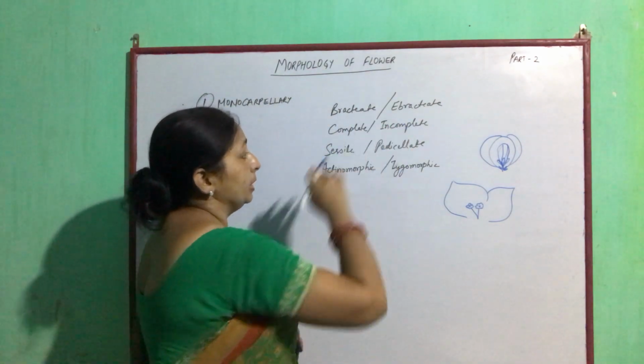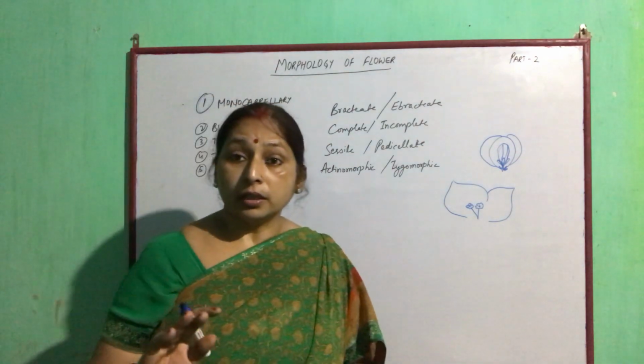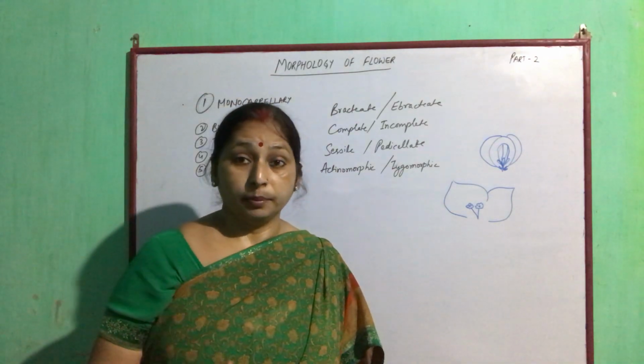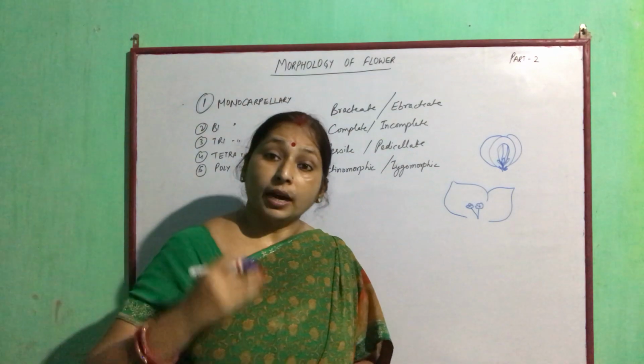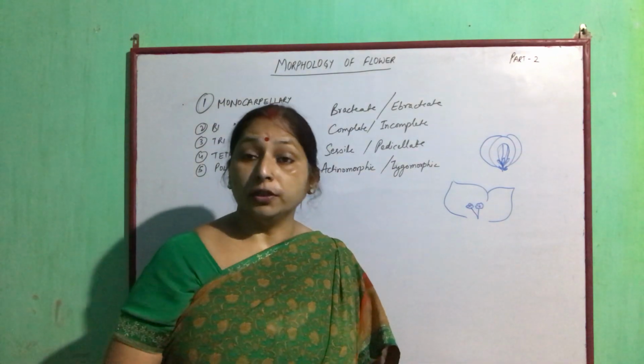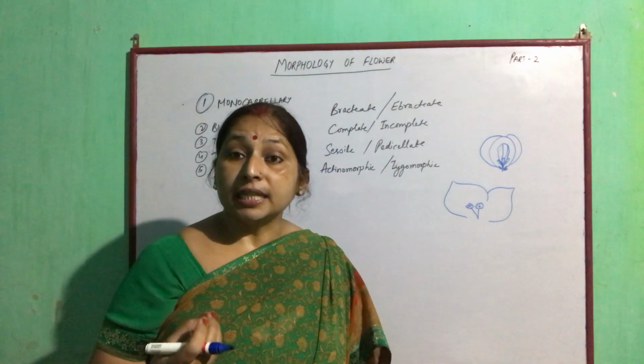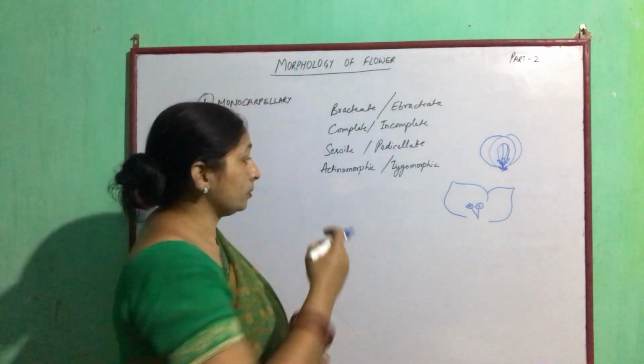Complete and incomplete flower. If all the four floral whorls are present, then it is a complete flower. If any one or two of the floral whorls are absent, then it is an incomplete flower.